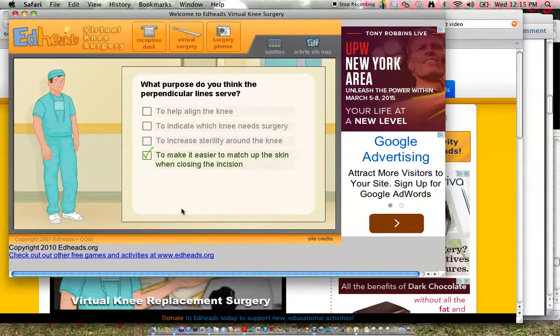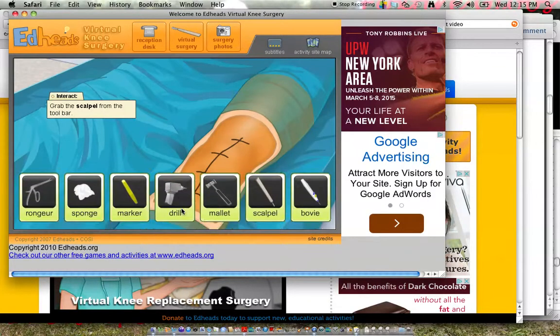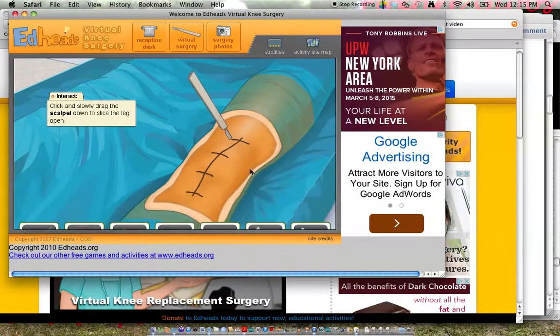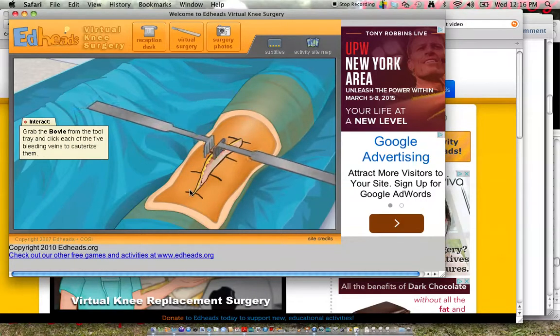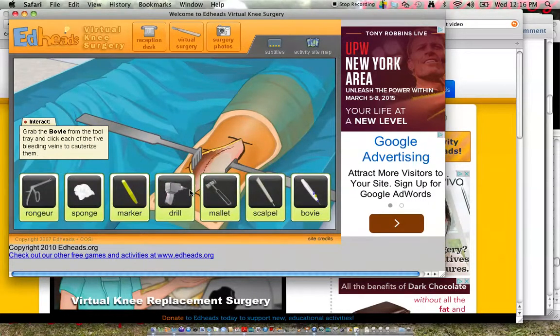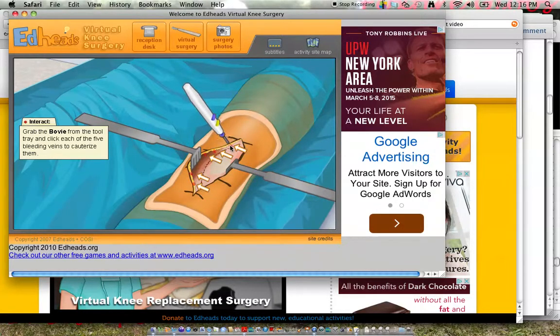Outstanding. Now for the incision. Take the scalpel and cut the skin following your markings. Let's use the Bovie pencil to cauterize the veins. This will help decrease blood flow into the surgical area. Cauterize, you can read as burn. That's so they don't bleed. The retractors fold the skin and tissue out of the way, exposing our patient's knee.